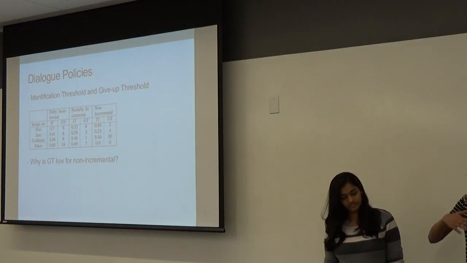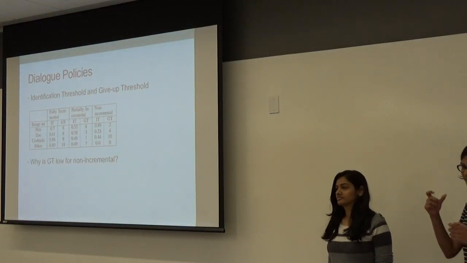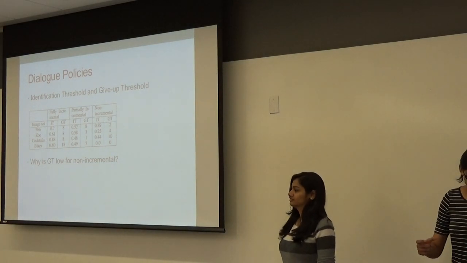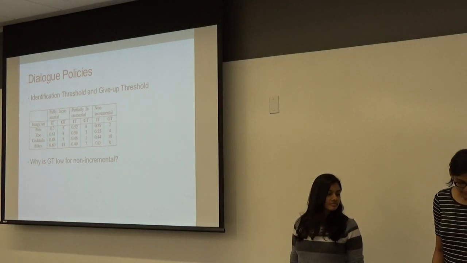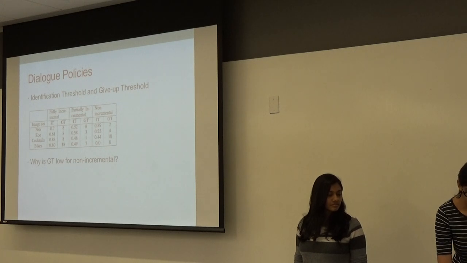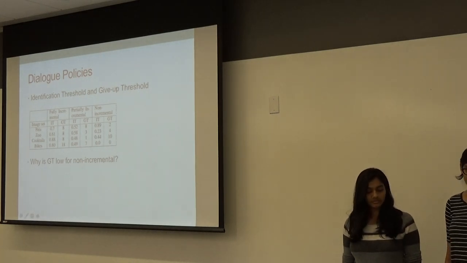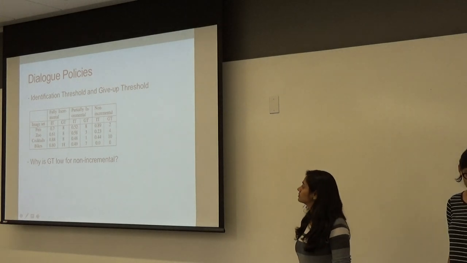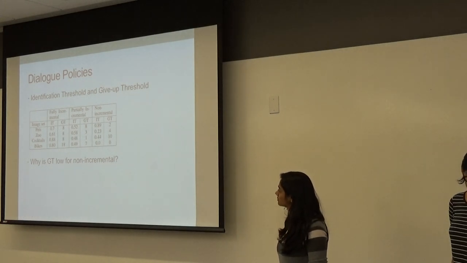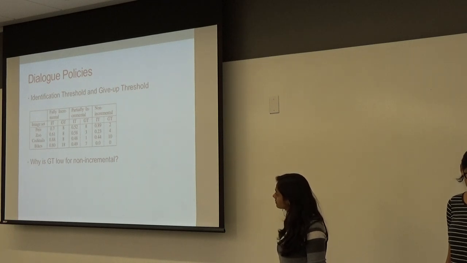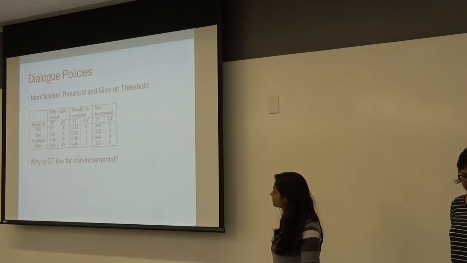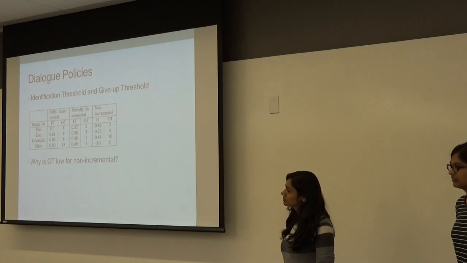The green thing that went up and down was the probability that was assigned to it at that particular time, I mean, till that particular time. Now we have this table which has the IT and GT values for all the three architectures for each image set. If we look closely, the GT values for the non-incremental system are much lower when compared to the fully incremental system and partially incremental system. Why do you think so?